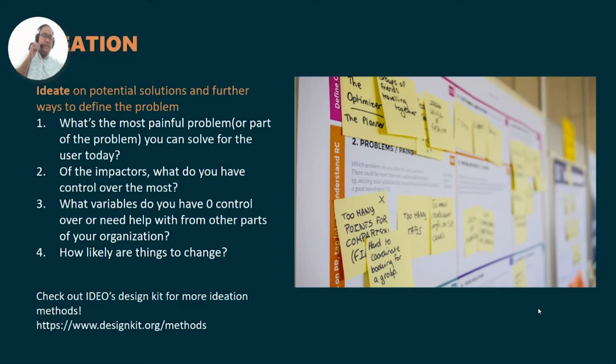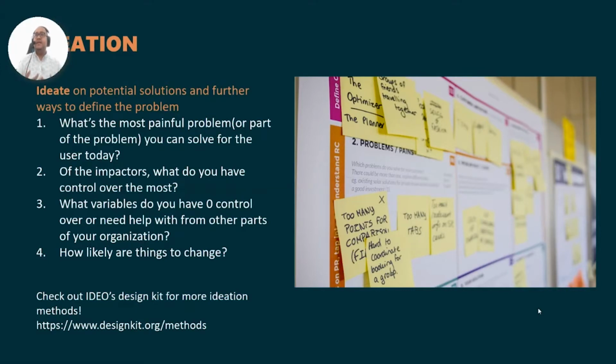All right, so you've empathized with your users. You've defined the scenario they're in, the problem they're dealing with, and how likely things are to change. Now you want to ideate on potential solutions that you want to provide to them, and further ways that you can even define the problem as you come through ideation. Again, like I said, it's a loop, so go back and forth through this process. And as you ideate, if you realize that there are other problems to solve or bigger problems to solve, go do that. It's a better time to do it now than later down the road.